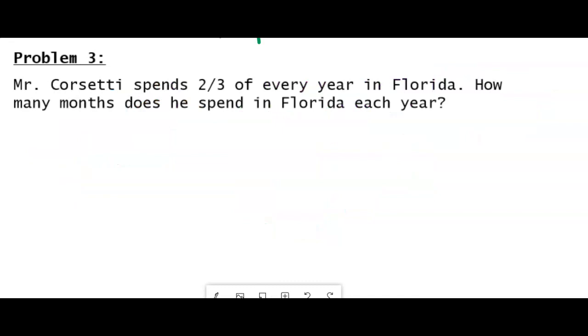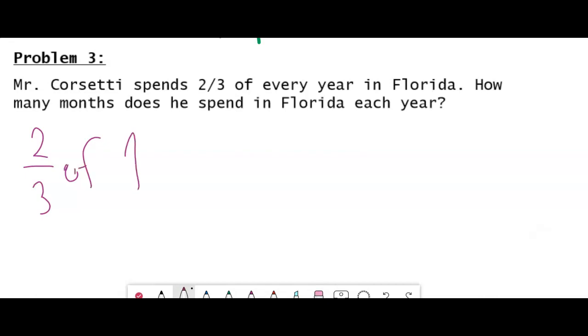Please look at number 3 with me. It says Mr. Corsetti spends 2/3 of every year in Florida. How many months does he spend in Florida each year? So we know that he spends 2/3 of 1 year in Florida. But the question isn't asking how many years. They don't want the answer in years. It says how many months.